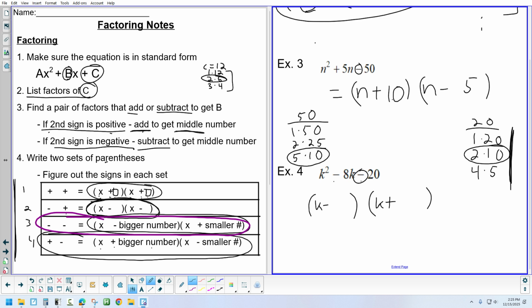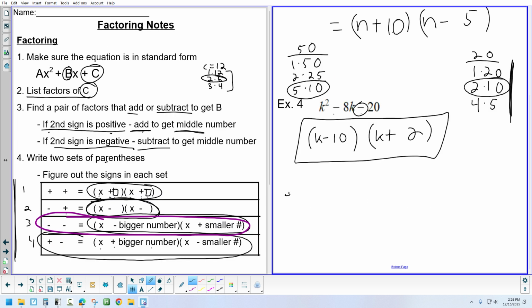But we've got to make sure we put the numbers in the right spot. x minus the bigger number. Which number is bigger? 10. So it's going to be the x minus, or k minus, goes with the 10. And then x plus the smaller number. What's the smaller number here? 2. And that's it. That's your answer. Any questions?